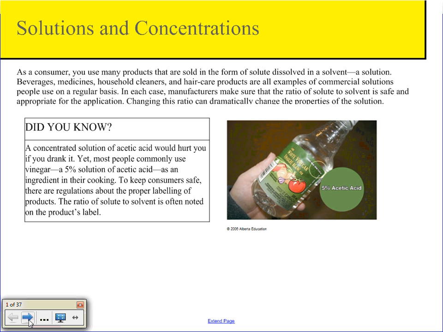Changing this ratio can dramatically change the properties of the solution. So for example here, did you know that a concentrated solution of acetic acid would hurt you if you drank it? Yet most people commonly use vinegar, which is a solution of 5% acetic acid, as an ingredient in their cooking. To keep consumers safe, there are regulations about the proper labeling of products, and the ratio of solute and solvent is often noted on this product label. So here we can see it shows 5% acetic acid.